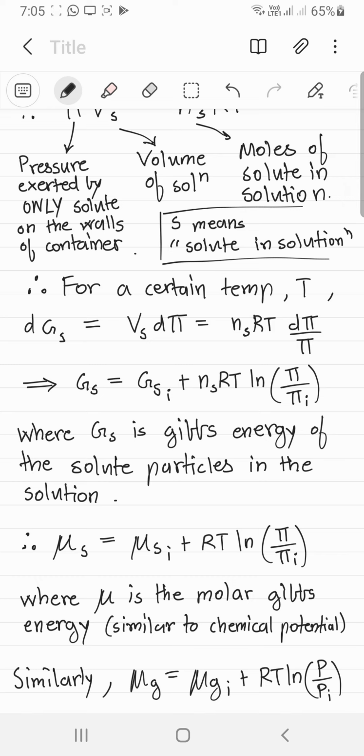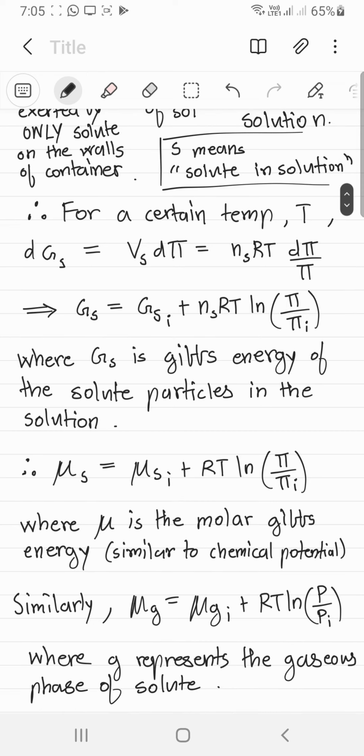Sometimes it might not be clear from what I've written, but I will try to explain that. So it's Vs dπ, and since it's modeled as an ideal gas, we can of course apply the ideal gas equation. The ideal gas law says that PV equals nRT, so V is nRT upon P, in this case nRT upon π, and then from that we can integrate this to give a general expression. So Gs equals Gs initial plus NsRT natural log of π upon π initial, where Gs is the Gibbs energy of the solute particles in the solution.